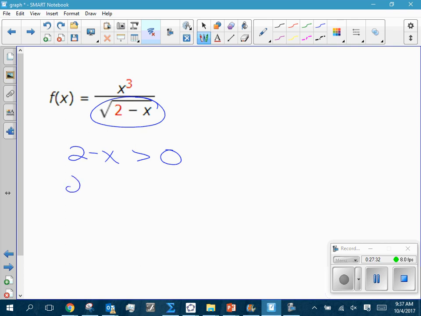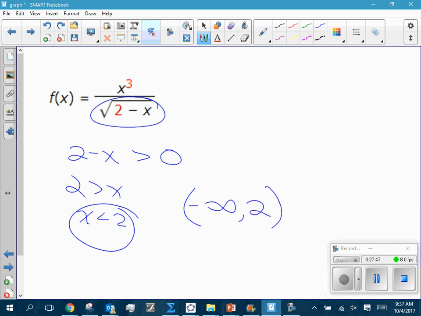So now I say 2 is greater than x, so x is less than 2. That's going to be my domain. So what we would say in interval notation, if x is less than 2, we're looking at something like that.